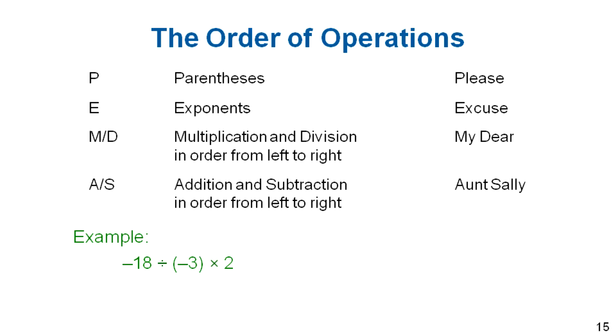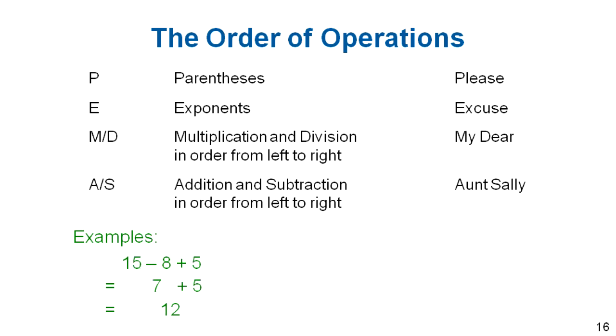In this example, we don't have any exponents, and the expression inside the parentheses has already been simplified. That means that we will skip those steps again. Note that the order of operations says that we must multiply and divide in order from left to right. Also note that, in the example that you see here, the division comes before the multiplication as you read the problem from left to right. Therefore, we must start by dividing negative 18 by negative 3. And now, since 6 times 2 is equal to 12, we can say that the final answer to this question is 12.